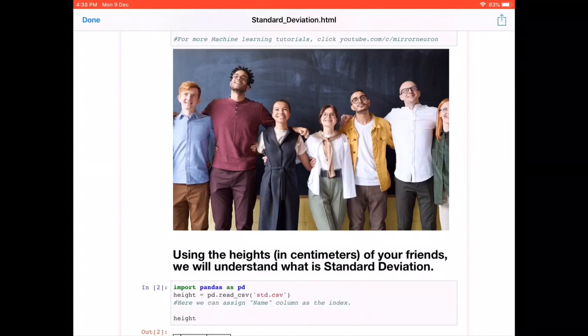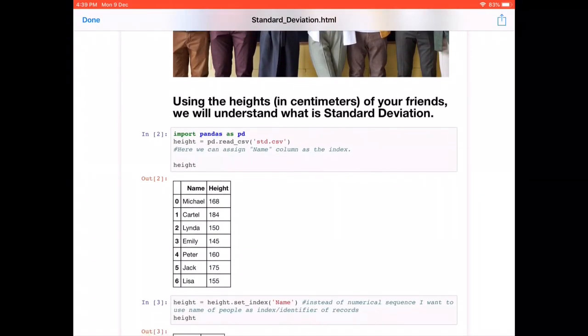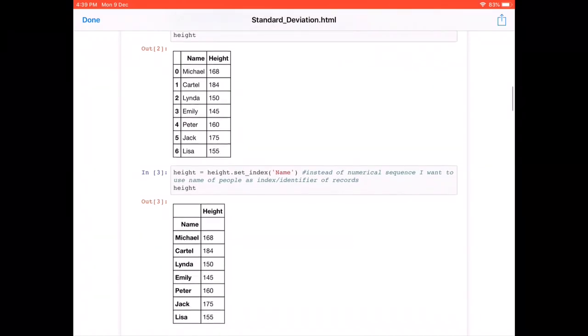All right, so I'm just using a small table, and here I have noted down the height of the friends, and there are 7 of them. So I can see Michael is 168 centimeters, Carter is 184 centimeters, Linda 150, and so on, all the way up to Lisa, 155 centimeters. Now, in pandas, I'm just giving additional information here. If you're not a programmer, as I told you, you don't have to use the code in order to understand standard deviation. So, in pandas, typically, we see that there is a serial number 0, 1, 2, 3 automatically assigned to our data set.